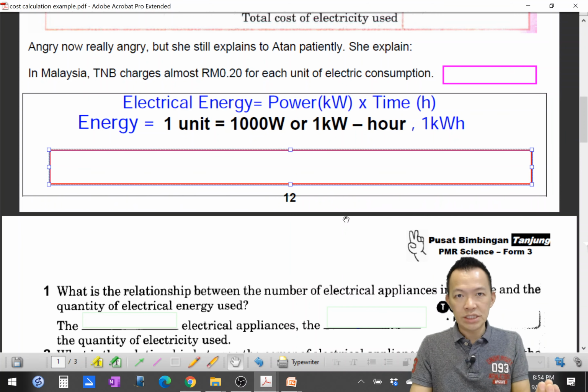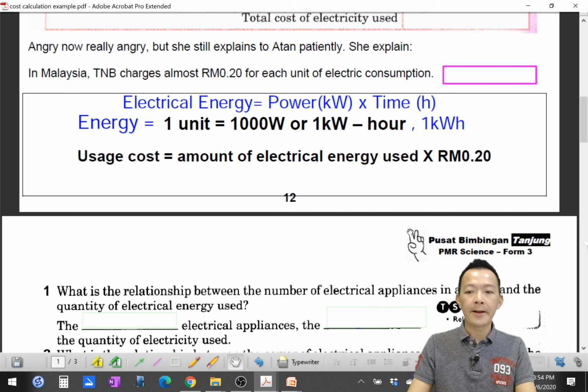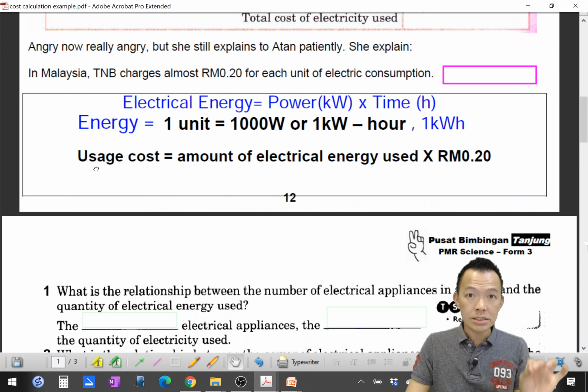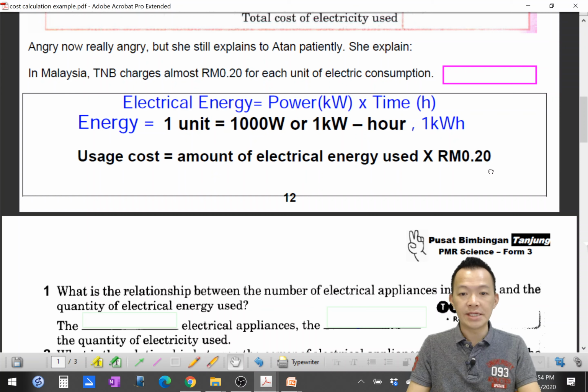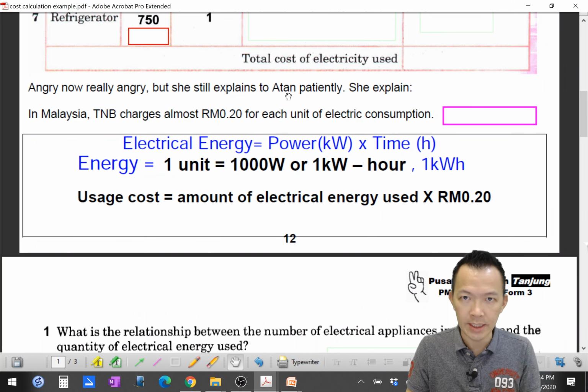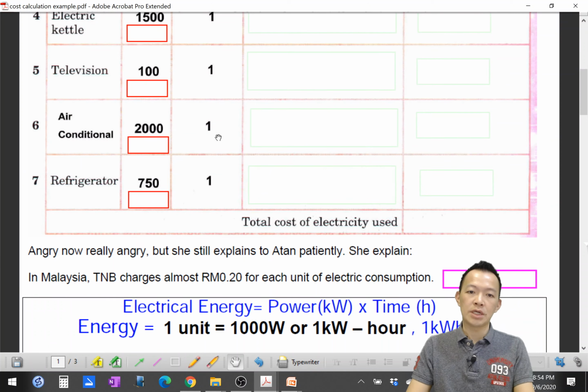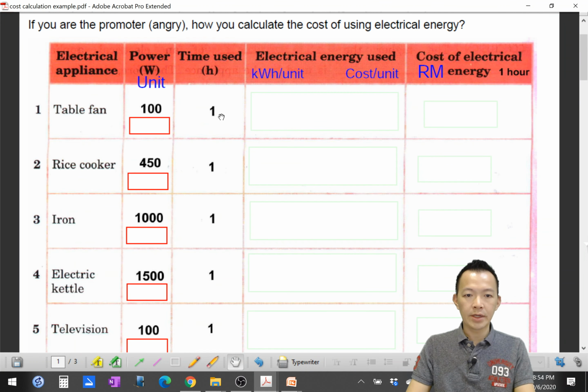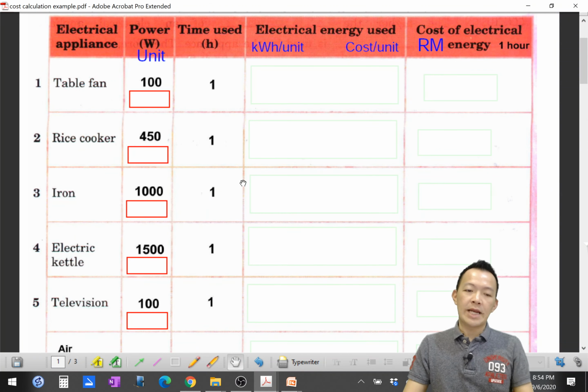一个小时用了1000 watt 就叫一个单位。Okay. And the usage cost equals the amount of electrical energy used, 你用到的单位 times one unit 20 cent. 一个单位它算你20 cent. Okay, so now we go to some example, follow me slowly, and you're going to understand this title. 很多人模模糊糊的就走完了这个 title, 浪费科学那本课本。整个马来西亚都浪费了这一本书。Okay, so now we go to the example.